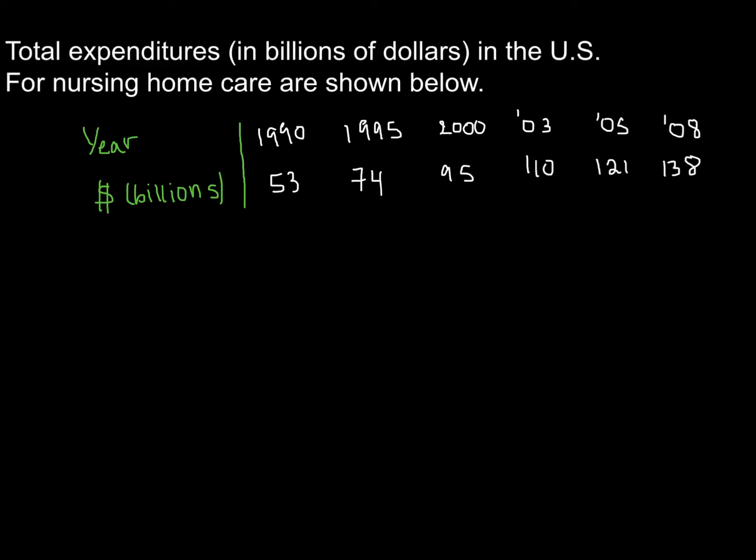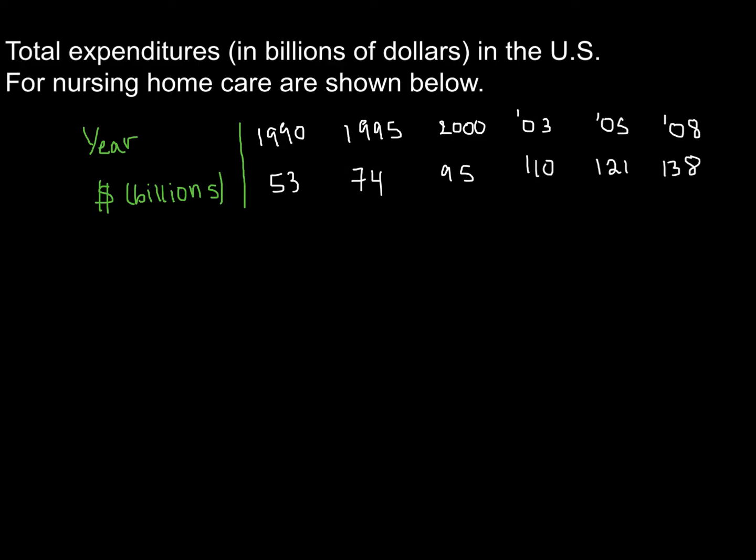Alright, so here is the total expenditures, which means amount spent, in billions of dollars in the US for nursing home care. And the first thing I want you to do is look at the data and come up with a question, something that you might want to figure out based on this data.